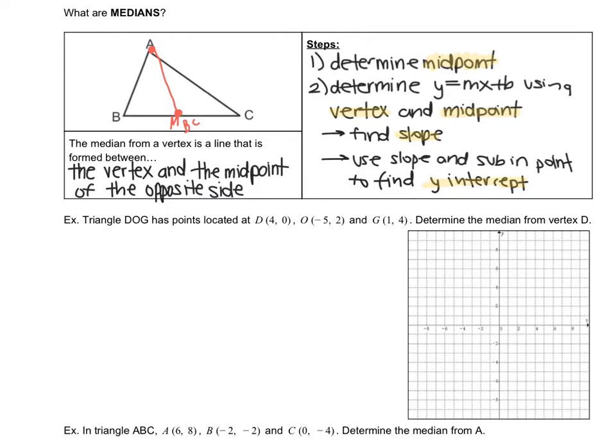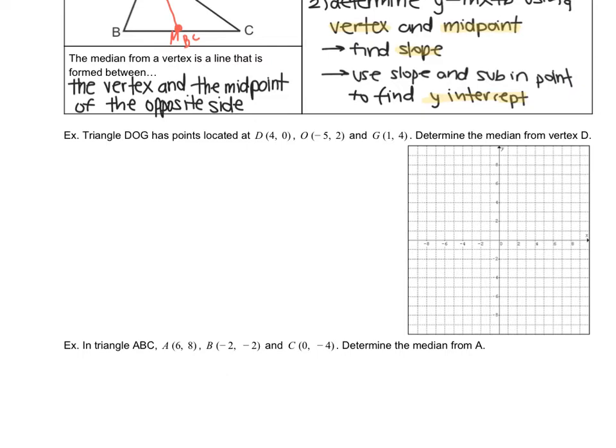So in triangle DOG, we have 3 coordinates, and we want to find the median from vertex D. So make sure you read it carefully. Now for this scenario, we will plot these points just to get the visual. So coordinate D is at 4, 0. Coordinate O is at negative 5, 2. And G is at 1, 4. And now if I just connect these coordinates, I have my triangle.